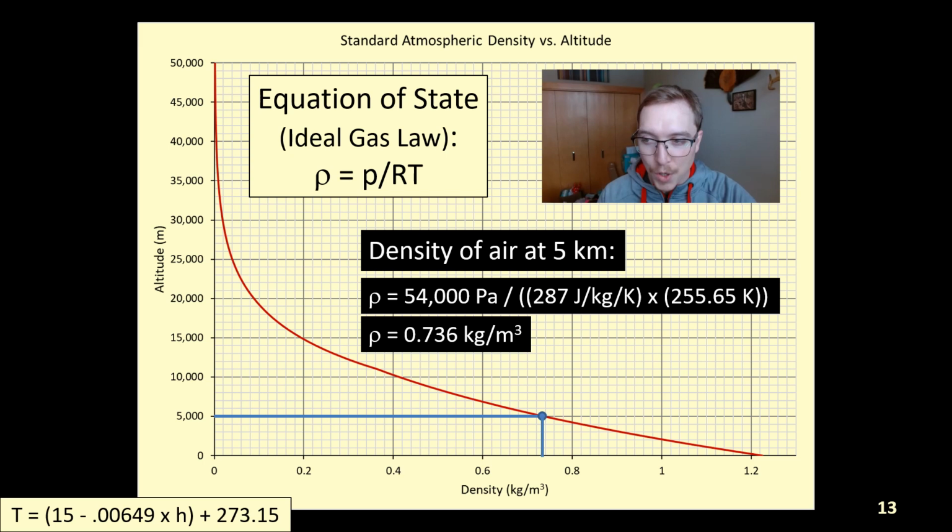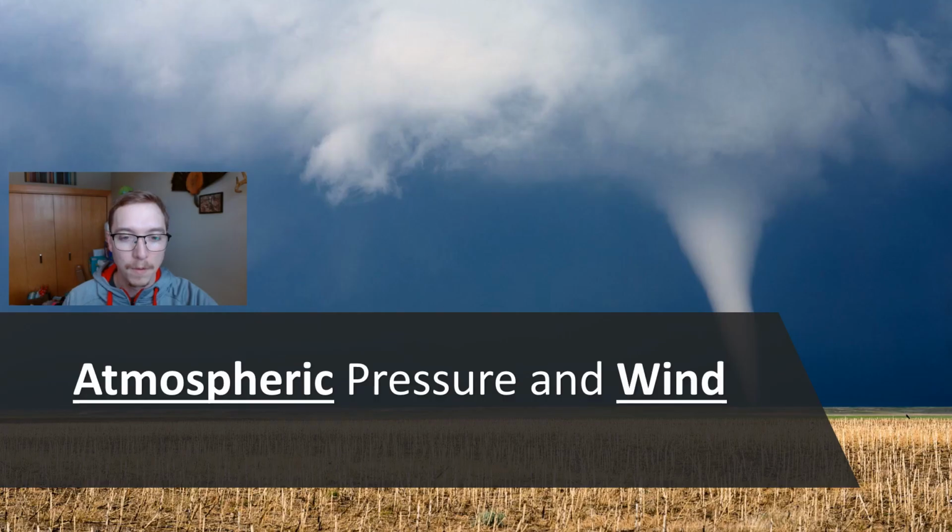So why is pressure such an important aspect of our climate? Well, differences in pressure, which are driven by things like topography and temperature, drive the flow of wind across our planet. And that's where we're going to go next. We're going to talk about atmospheric wind patterns and how wind moves across the planet.